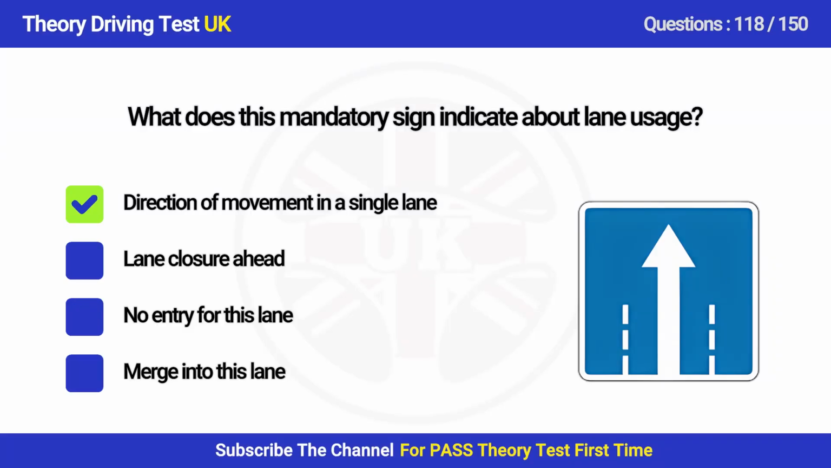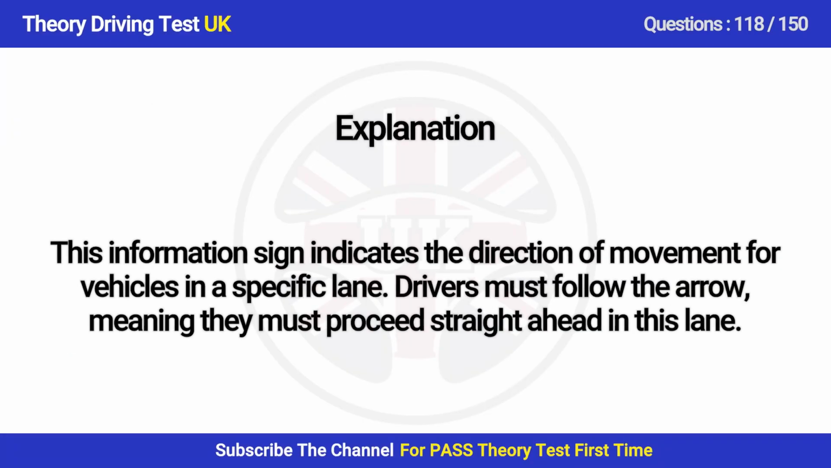Answer is A. Direction of movement in a single lane. This information sign indicates the direction of movement for vehicles in a specific lane. Drivers must follow the arrow, meaning they must proceed straight ahead in this lane.